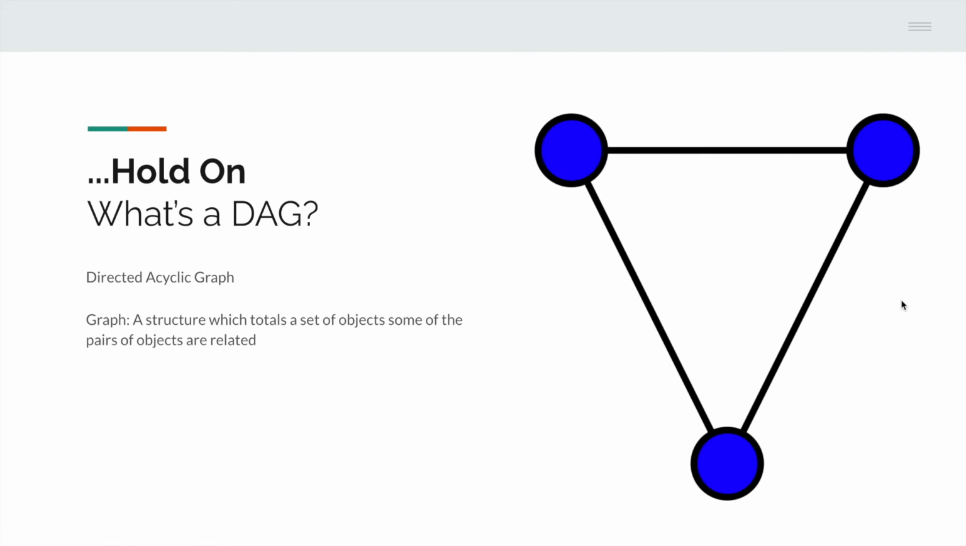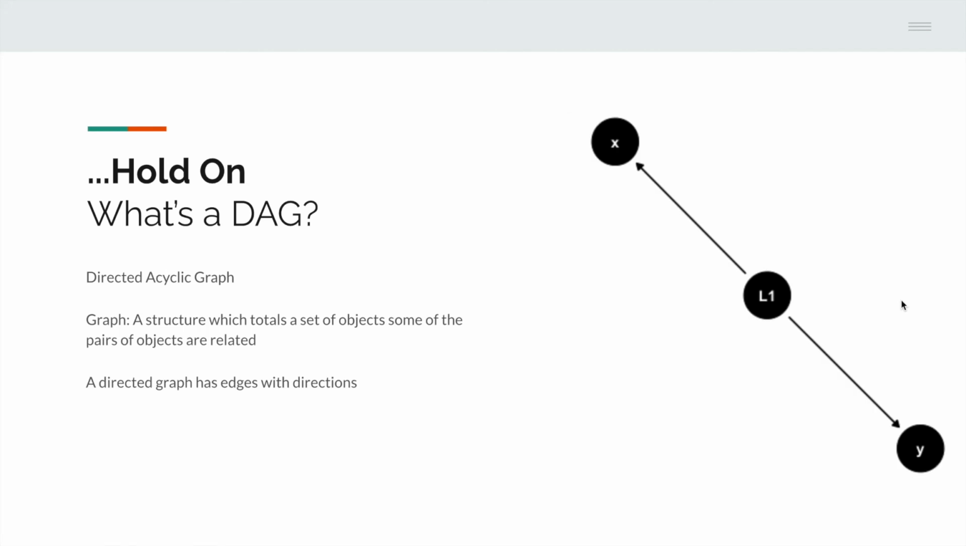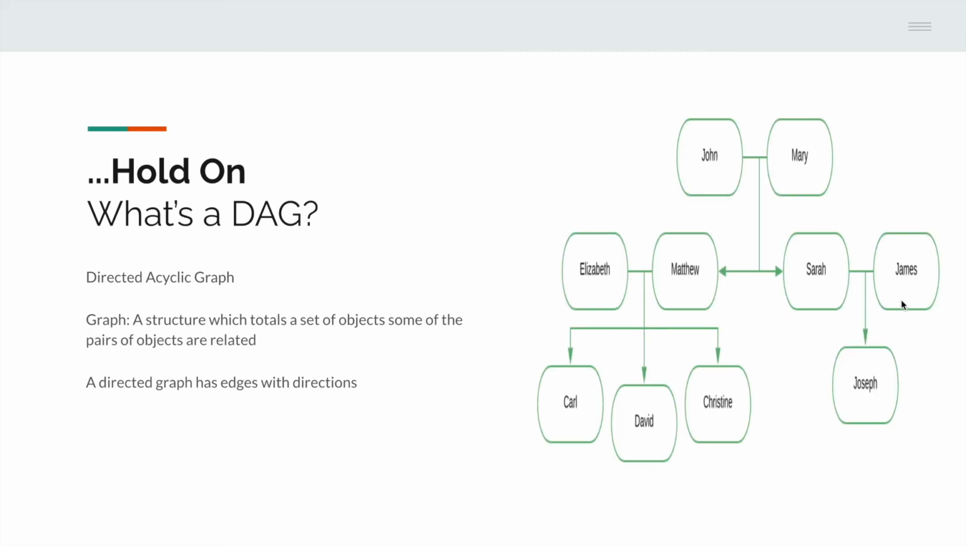Now, if I go a bit deeper and look at the word directed, a directed graph has edges with directions. So as you can see, if I start out at L1, I can either go to X or I can go to Y. Now, going further with an example, we actually use directed graphs in everyday life. This is, for example, a family tree. A family tree is an example of a directed graph, and as you can see, it flows downwards from John and Mary down into their children and down into their children.